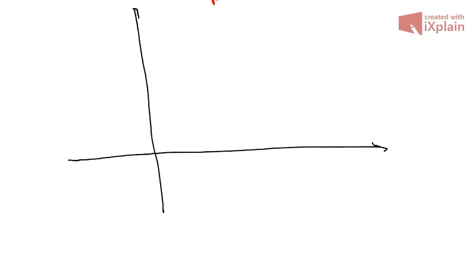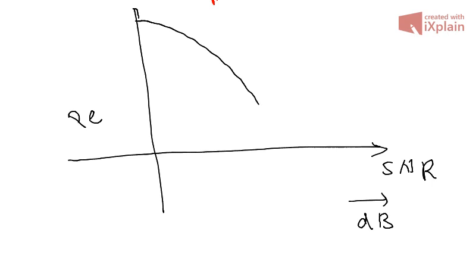And if you plot the probability of error versus the signal to noise ratio, which we usually take in dBs, we get the error probability to be a decreasing curve. From 0 onward, as the SNR increases, the error probability decreases. So this is the error probability for the antipodal signals.